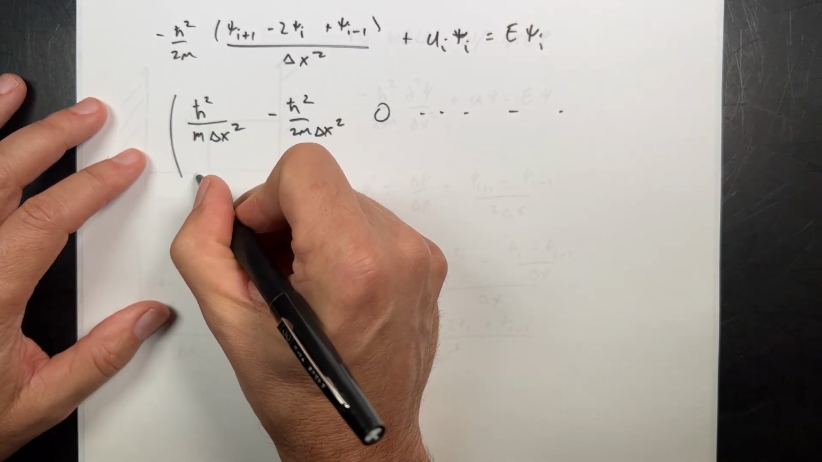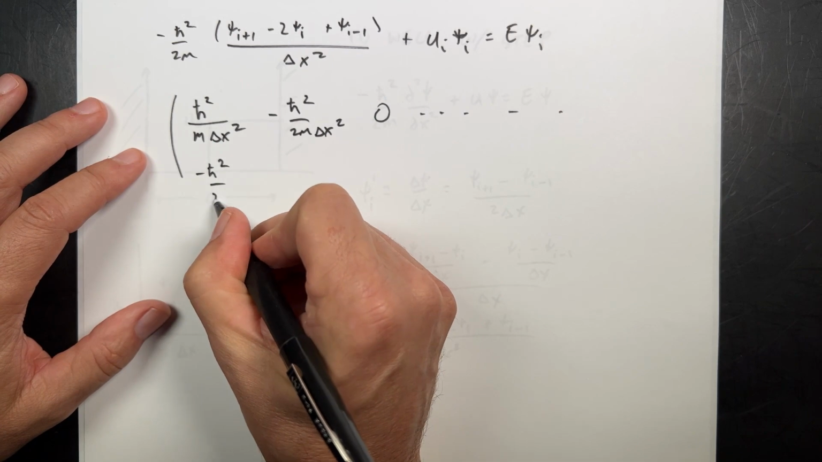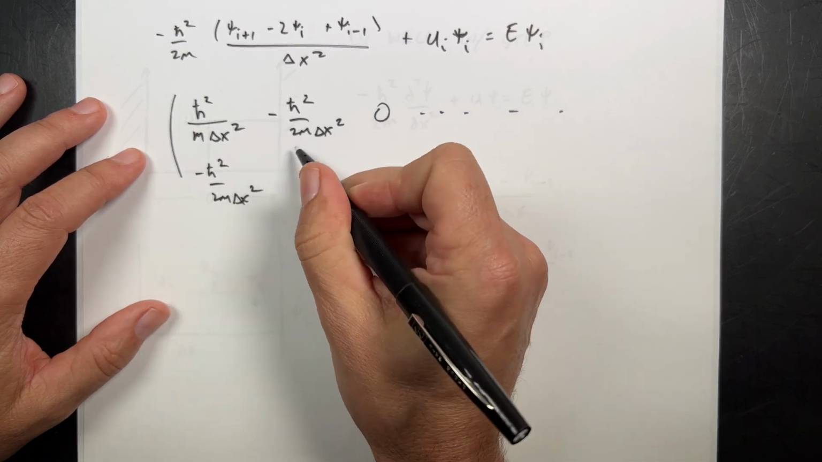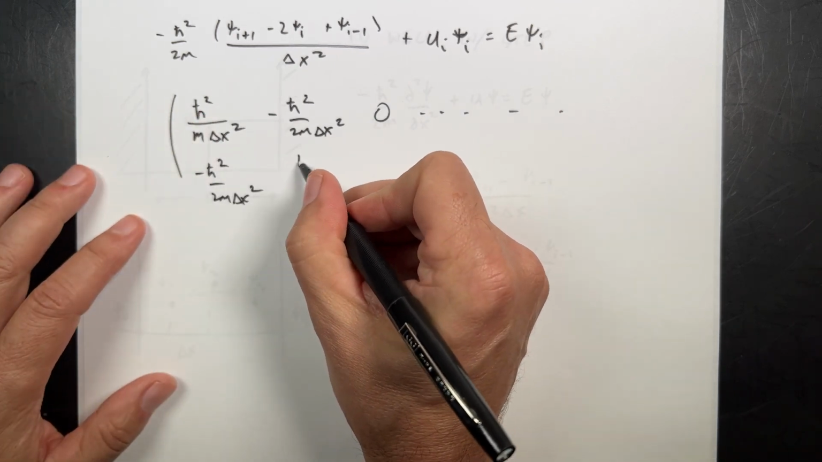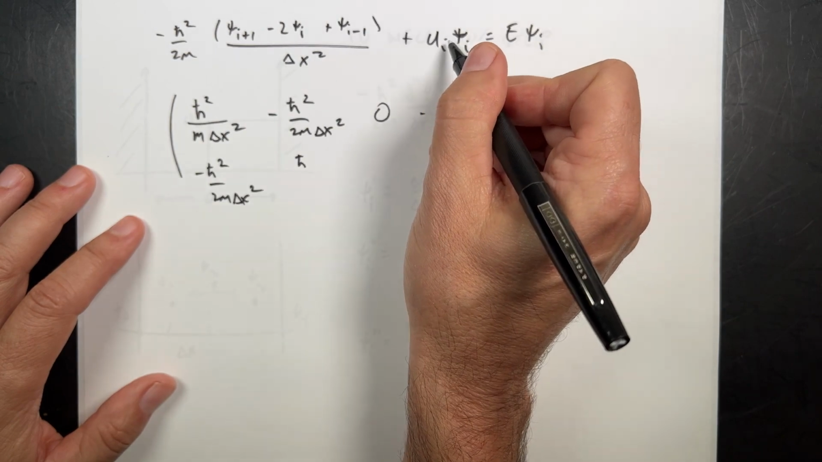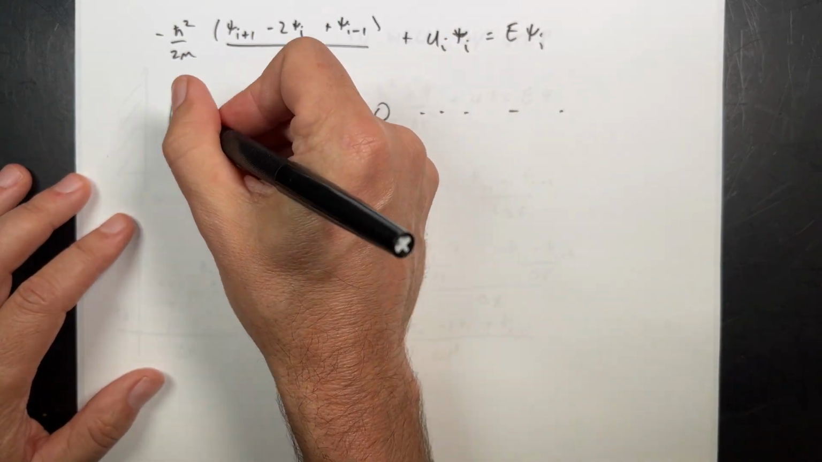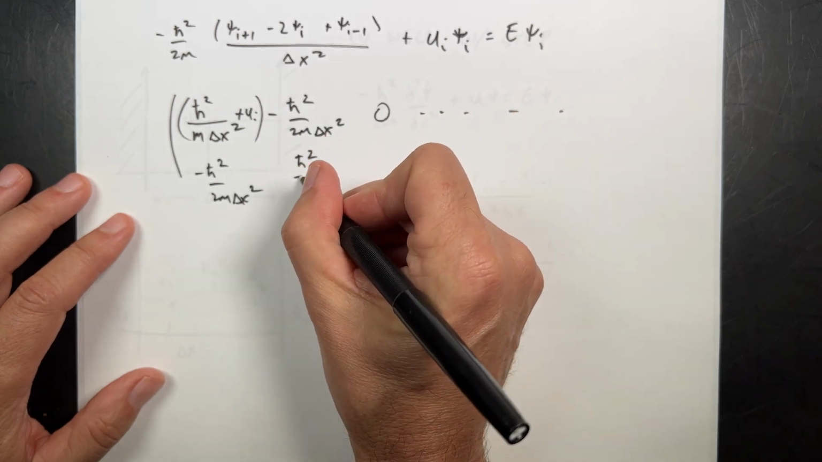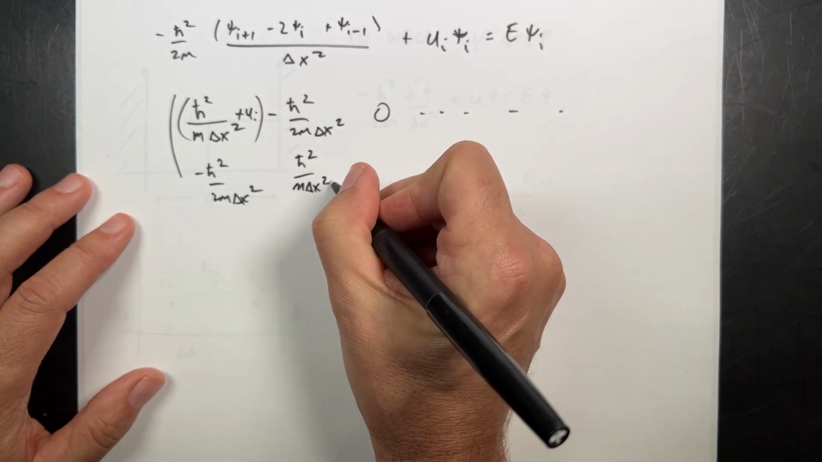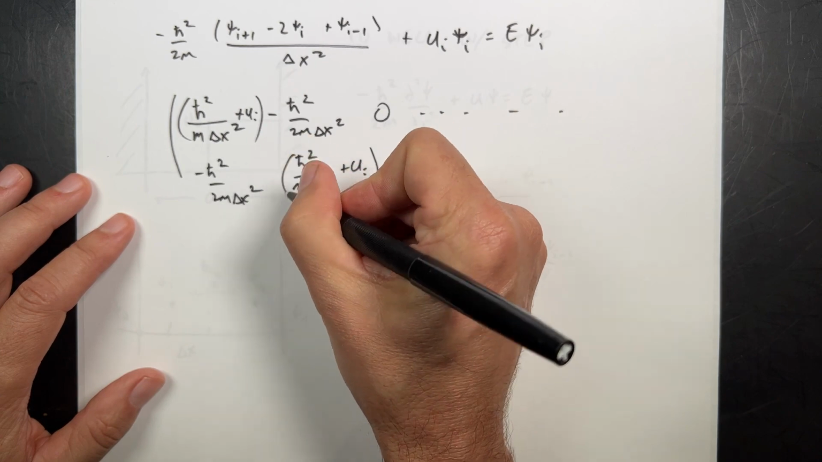This term down here is going to be negative h bar squared over 2m delta x squared. And then this term is going to be the same. Oh, minus u. I forgot. I got to factor out, so it's plus u. Plus ui. That's all right there. H bar squared over m delta x squared plus ui.